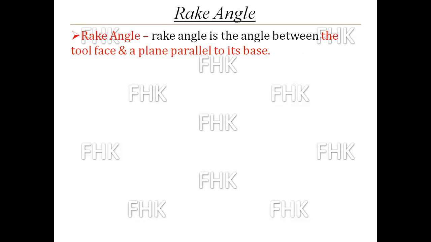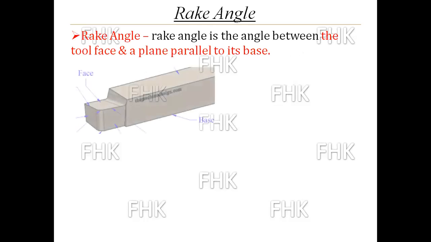In the previous session, we have already learned which is the face and which is the base. So again, I am showing here, this is the base on which the tool is mounted in the tool post, and this top surface to be ground, that top surface is called the face. So the angle made by this face with this base, or a line parallel to this base, is called a rake angle.